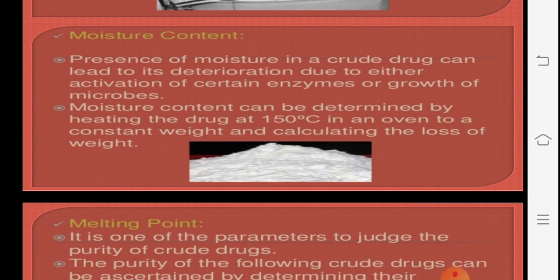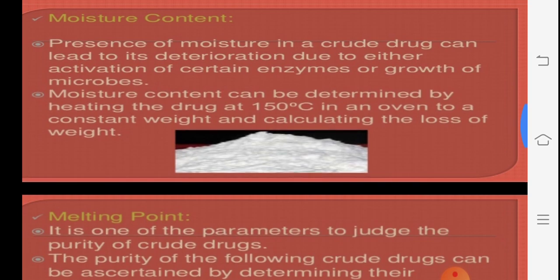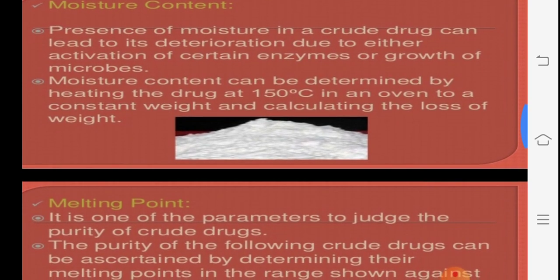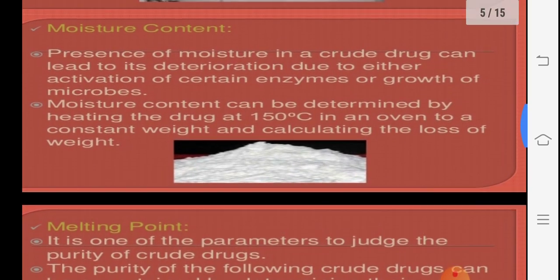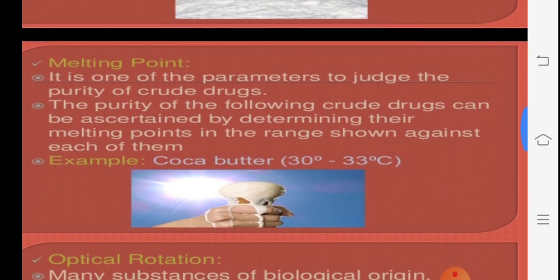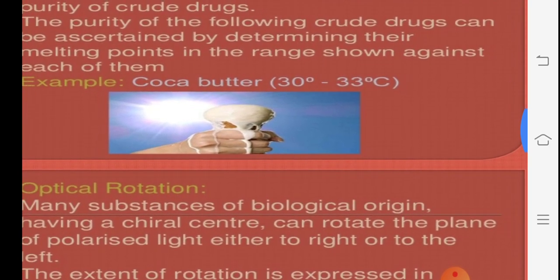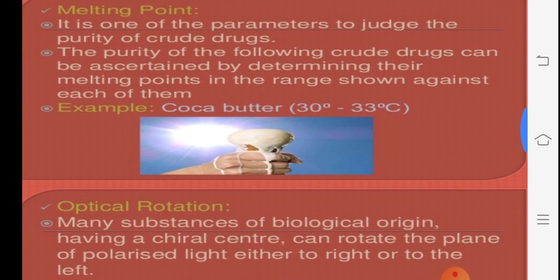A good example, as we are observing, is moisture determined by heating the drug at 150 degrees Celsius in the oven, and if it shows the same weight, then the water loss is calculated, or how much water loss there is, and it is called the moisture content. Then melting point is there in a liquid drug, and it is judged for the purity of the drug, and generally the range differs. For example, cocoa butter, you know the cocoa plant, shows a melting point of 30 to 33 degrees Celsius.